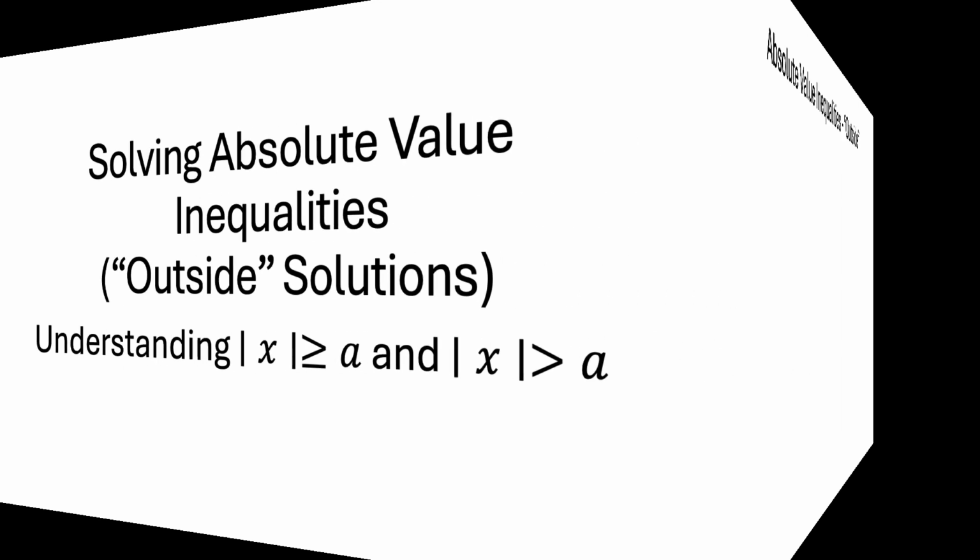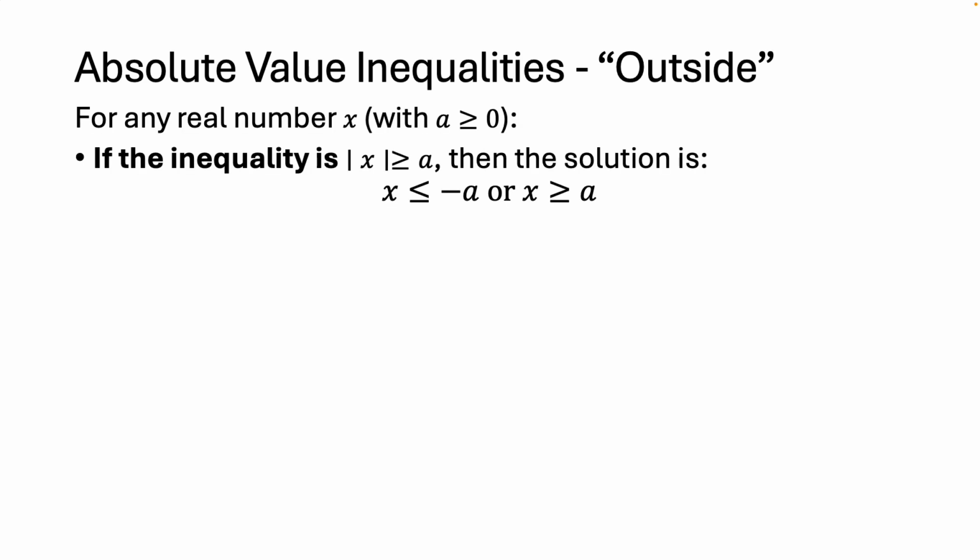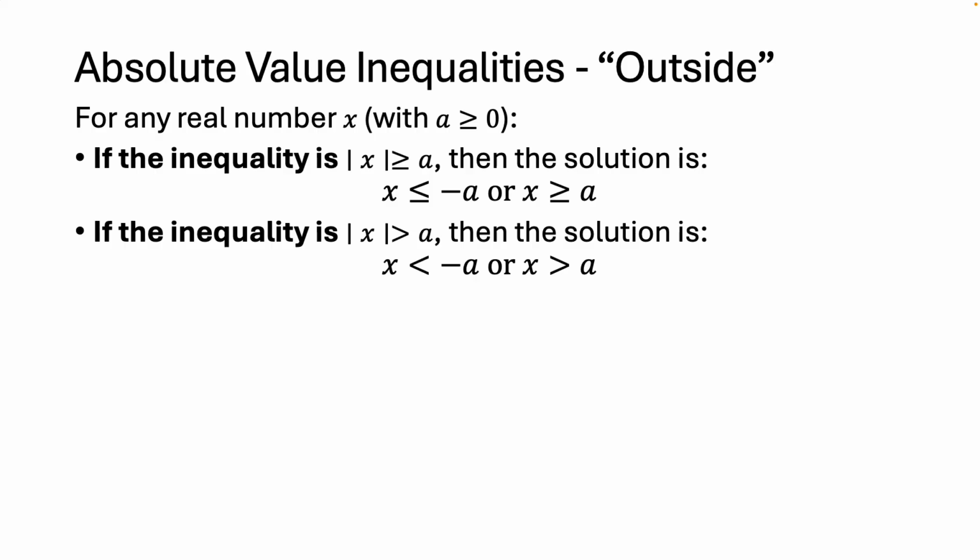Let's get started. Let's look at the definition of the absolute value inequalities for the outside case. For any real number x with a greater than or equal to 0, if the inequality is of the form absolute value of x is greater than or equal to a, then the solution is x is less than or equal to negative a, or x is greater than or equal to a. If the inequality is of the form absolute value of x is strictly greater than a, then the solution is x is less than negative a, or x is greater than a.